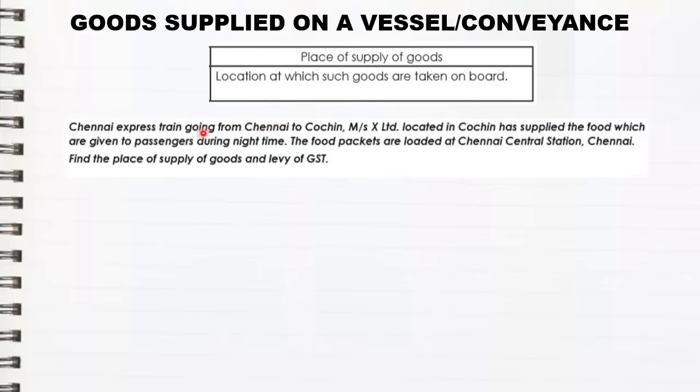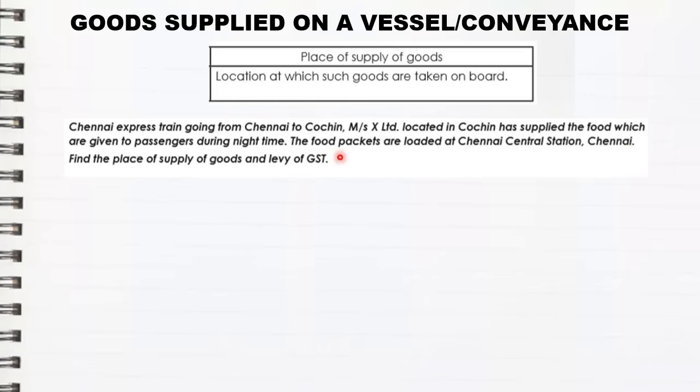Chennai Express train is going from Chennai to Cochin. X Limited located in Cochin has supplied the food which is given to the passengers during night time. The food packets are located at Chennai Central Station, Chennai, and they ask us to find the place of supply.